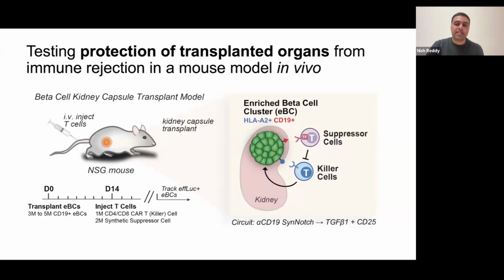So we demonstrated that these engineered suppressor cells are capable of protecting these EBCs in vitro, but now we wanted to see whether they can protect them when they're transplanted in vivo into a mouse. And to do this, we had our EBCs transplanted under the kidney capsule of these NSG mice, and we modeled T cell killing of these transplants by using that anti-HLA-A2 CAR T cell. And so we can look at whether these suppressor cells are able to improve the survival of these transplants.